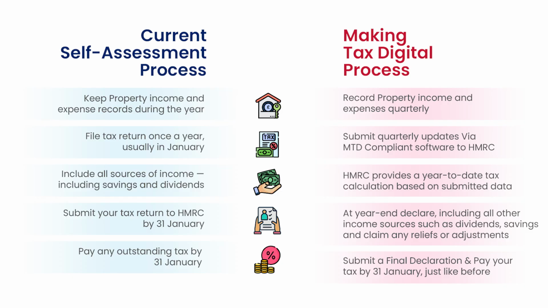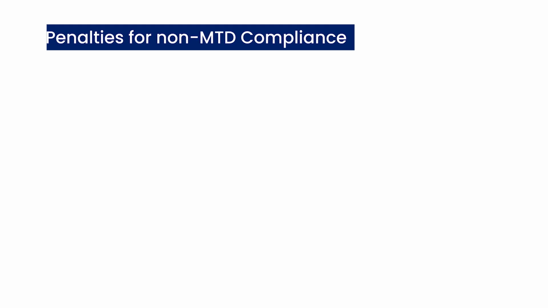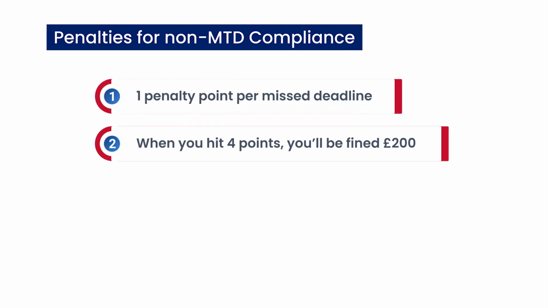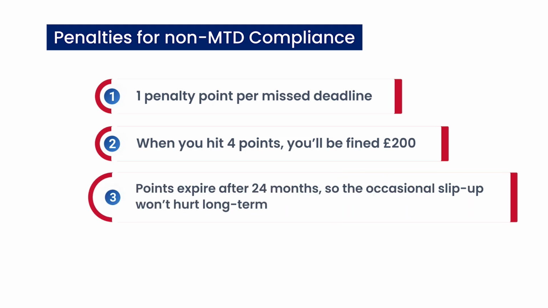Unlike the current system, missing a single deadline under MTD doesn't lead to an instant fine. Instead, you get 1 penalty point per missed deadline. When you hit 4 points, you'll be fined £200. Points expire after 24 months, so the occasional slip-up won't hurt long-term.